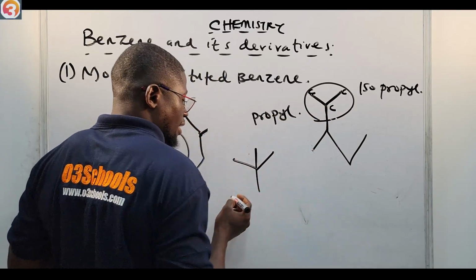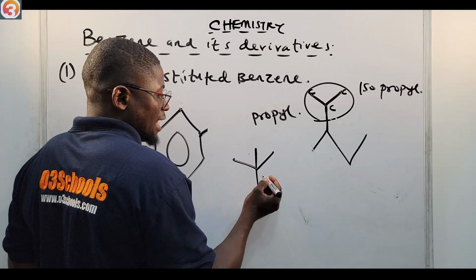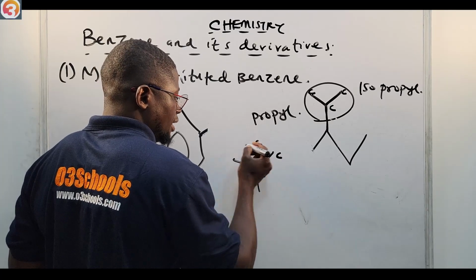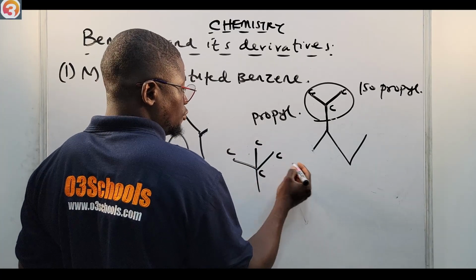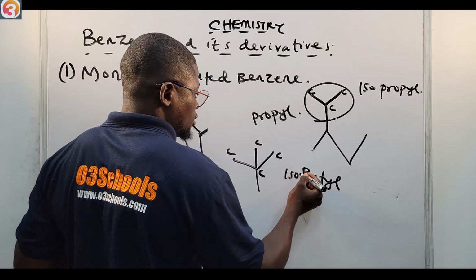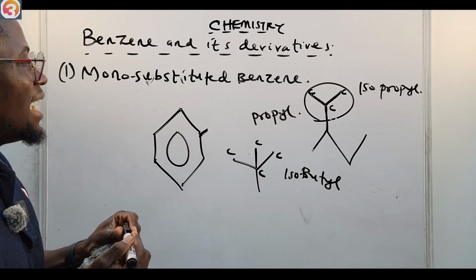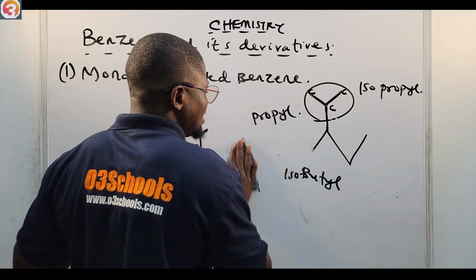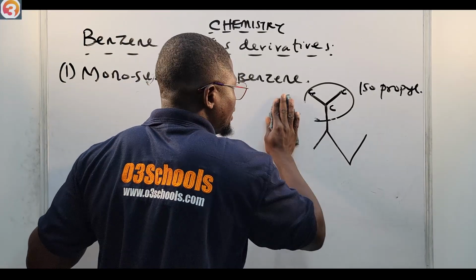Let's say you now have another one like this. 1, 2, 3, 4. Now having 4 carbon atoms. Normally it's supposed to be butyl. But because it is branched, it is called isobutyl.